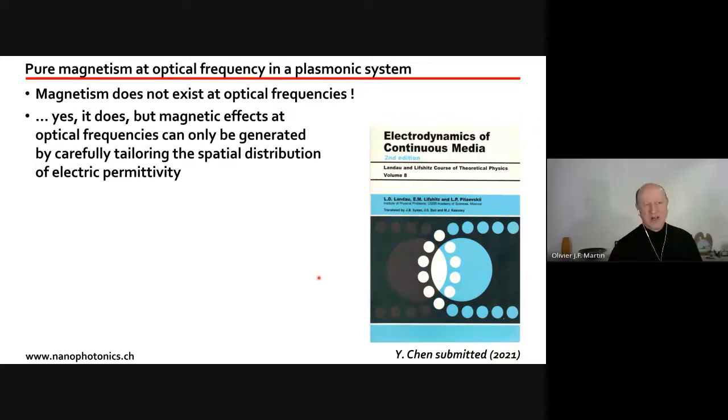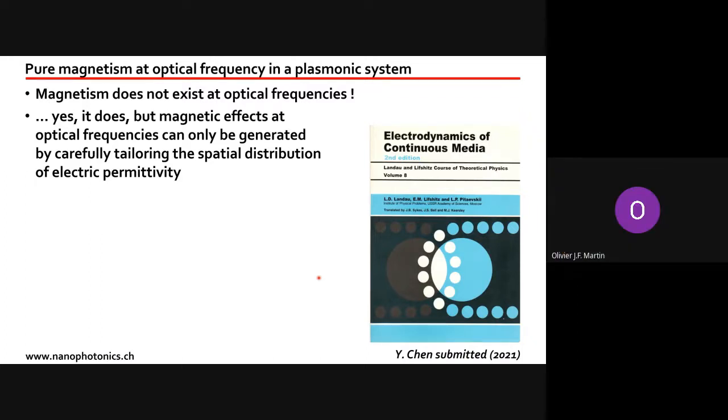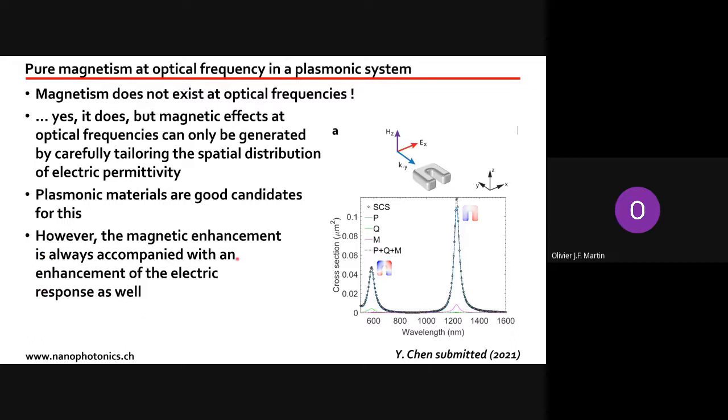So magnetism does exist at optical frequencies, but of course you cannot produce magnetism by having a permeability, a mu. What you need to do is tailor the epsilon, the electric permittivity. And plasmonic materials are certainly good candidates for this because they have a strong response. But unfortunately, this magnetic enhancement is always accompanied with an enhancement of the electric response as well.